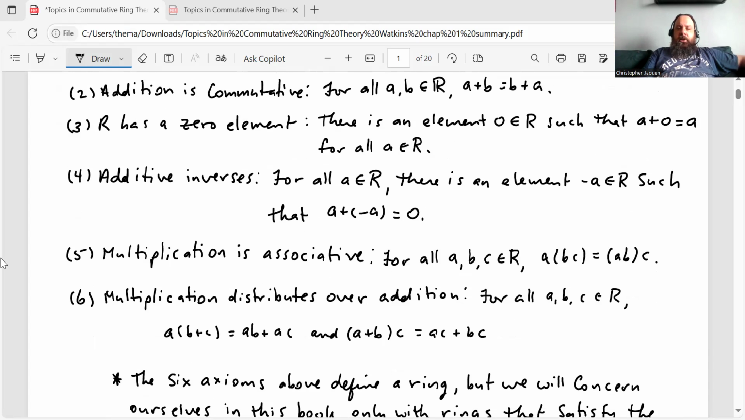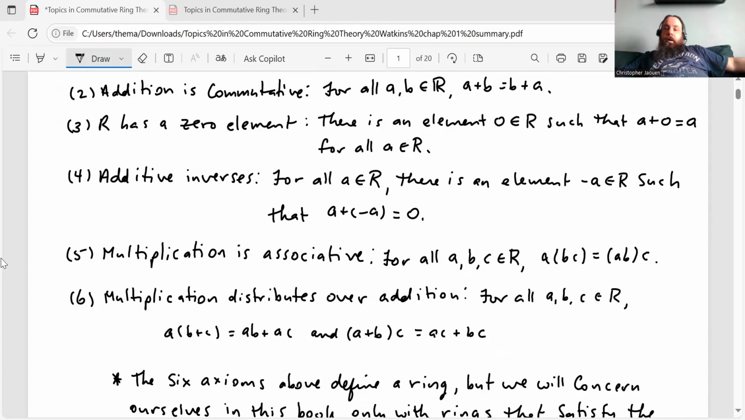Five, multiplication has to be associative. Six, multiplication has to distribute over addition. And here there are two distributive laws, one where we're multiplying on the left and one where we're multiplying on the right. The reason we need two here is that an arbitrary ring is not necessarily commutative with respect to multiplication. So these six axioms are the ring axioms.